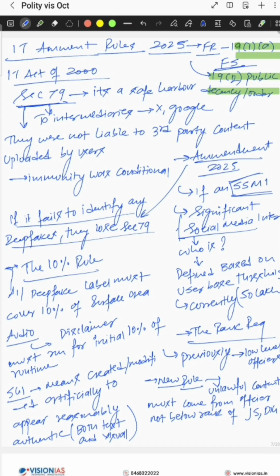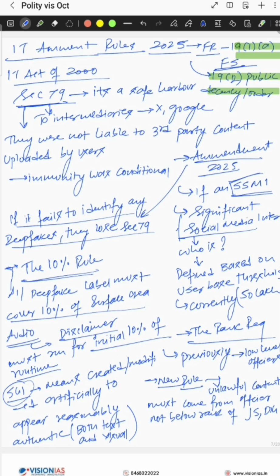And it has set some rules, like the 10% rule. For example, if any third party is uploading video content which is an SGI, synthetically generated image or content, then you should put the watermark or the label on the video, which should be 10% of its surface area. And if it's audio, there should be a disclaimer, and it must run for the initial 10% of runtime. We have known about SGI.